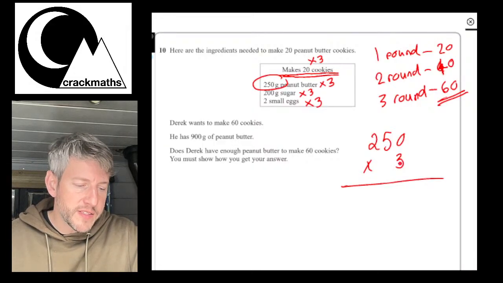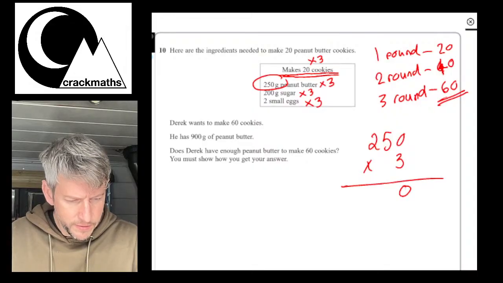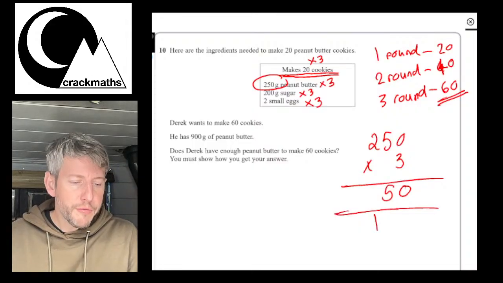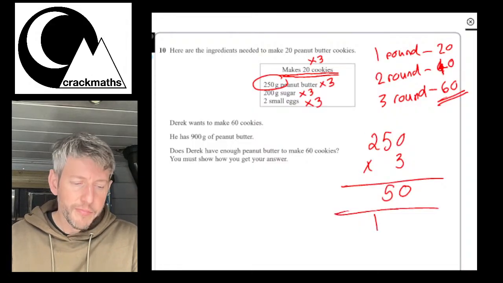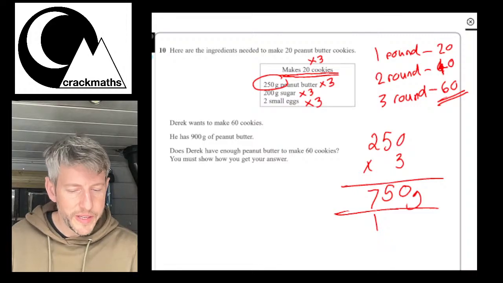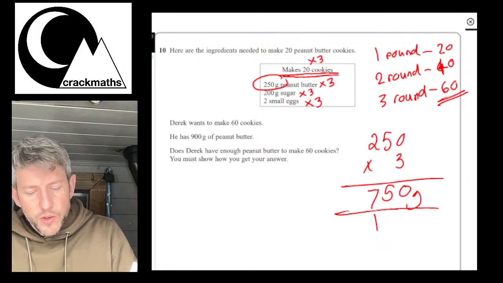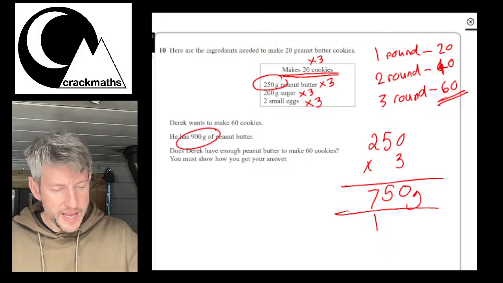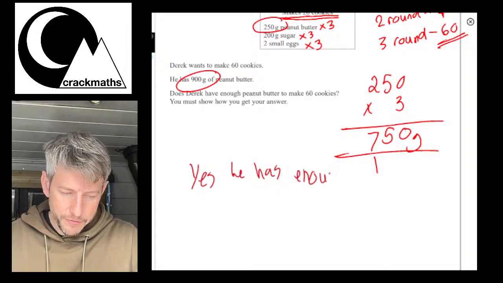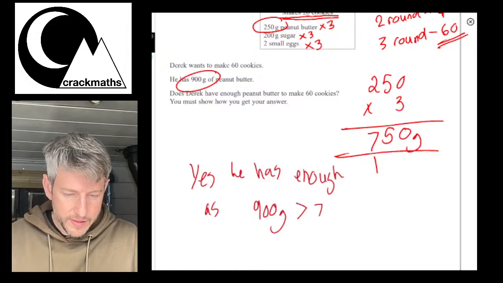So what we've got here is 0 times 3 is 0. 3 times 5 is 15. So put a 5 there. Put the 1 underneath. 3 times 2 is 6. Add the 1, gets us to 7. Right, so to make 3 lots of these cookies, we need 750 grams of peanut butter. He's got 900 grams of peanut butter. So yes, he has enough, as 900 grams is more than 750 grams.